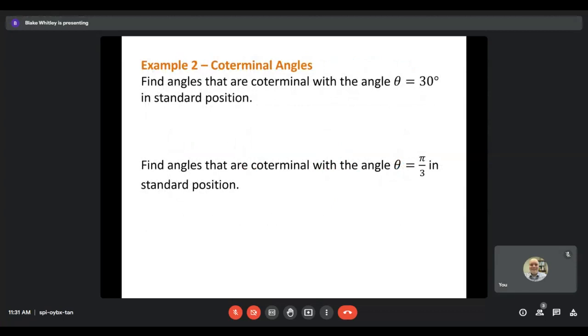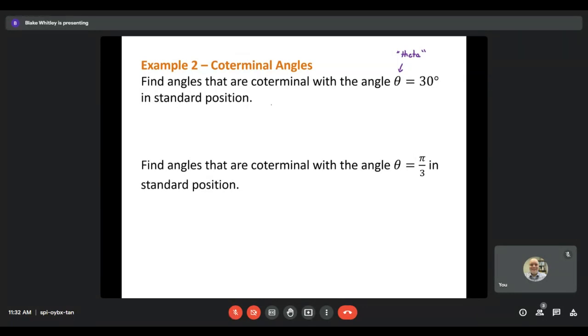Okay, so example 2, we want to find angles that are coterminal with the angle theta equals 30 degrees. Okay, so make sure I mention this symbol here because this is one we will see a lot. Okay, so we read that as theta. It's a Greek symbol. It's just like an X or a Y in your pre-calculus classes in the past. We're using that to represent some variable. Okay, so we're letting our theta equal 30 degrees here.